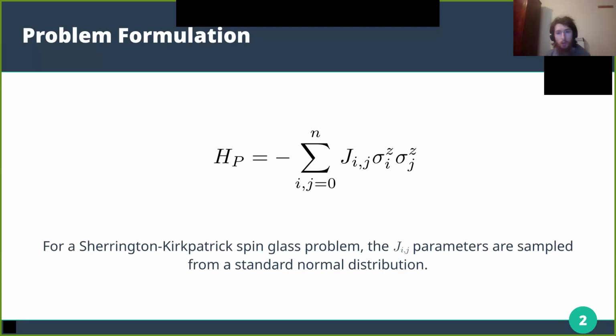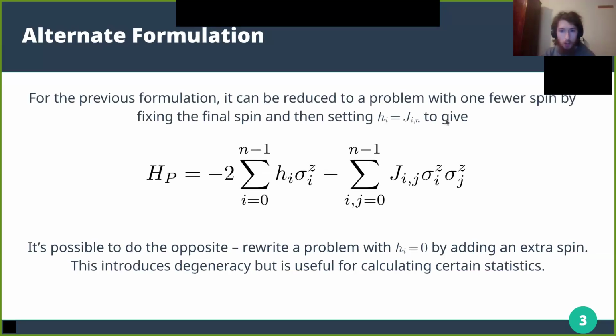So the problems we're going to be solving are Ising problems, where we choose these coupling parameters by sampling them from a standard normal distribution. I'm going to write it in this form where there's no local fields present, so we only have coupling parameters. The two formulations are equivalent, so we can fix one of the spins. Let's say the last one gets fixed as spin up, and then that defines what the local fields should be. And we get this kind of formulation.